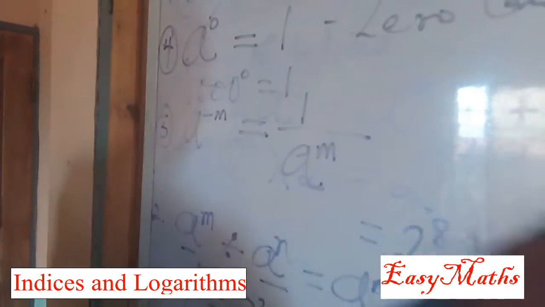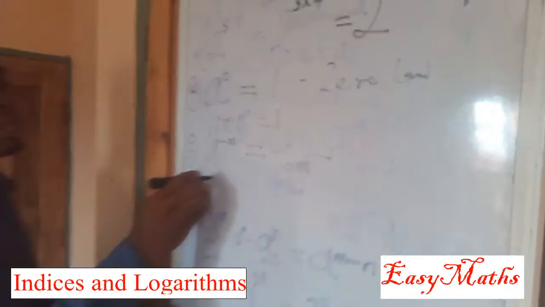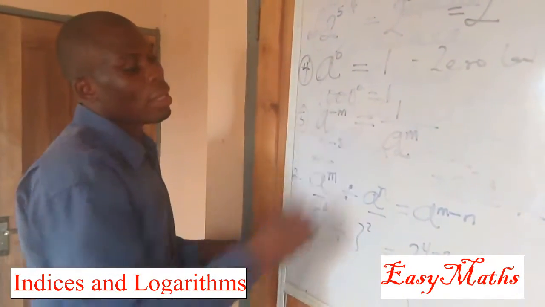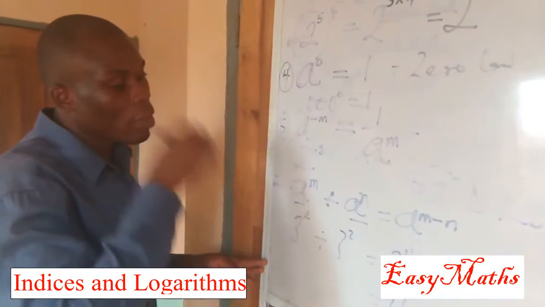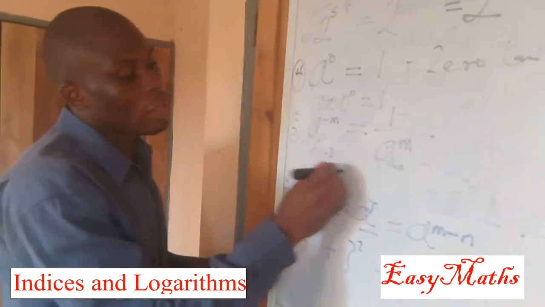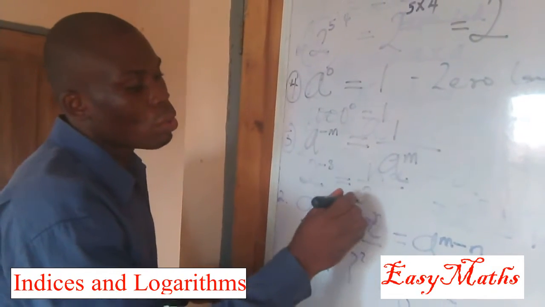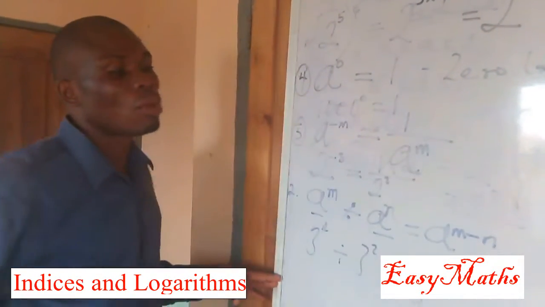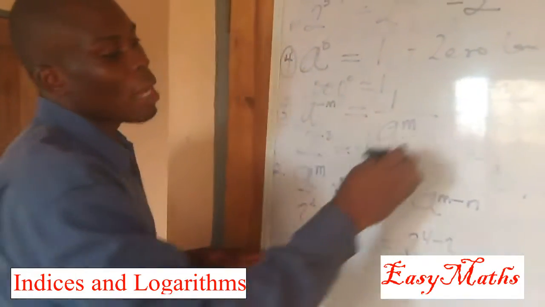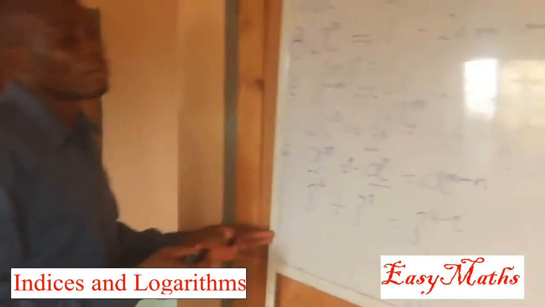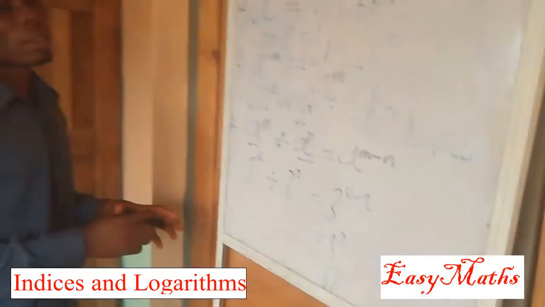So if you have something given to you, 2 raised to power minus 3, and you are looking for the equivalent, it's the same thing as 1 over 2 raised to power 3. And 2 raised to power 3 is 8. That will give you 1 over 8.